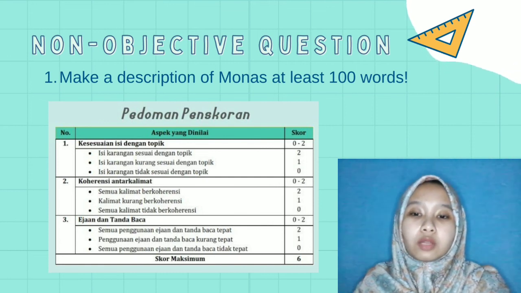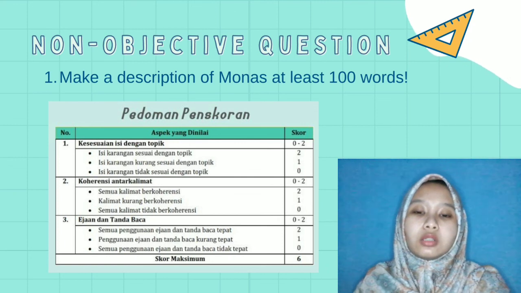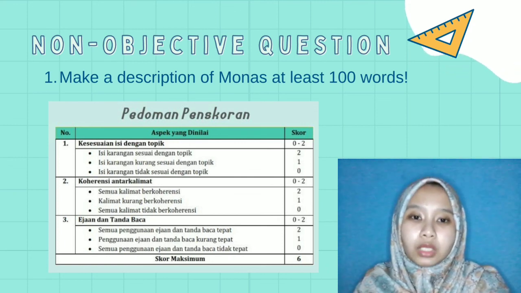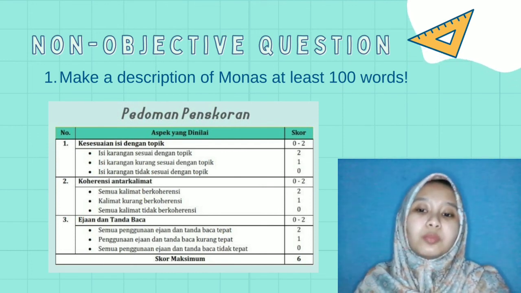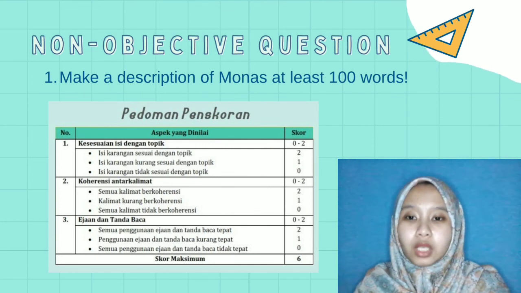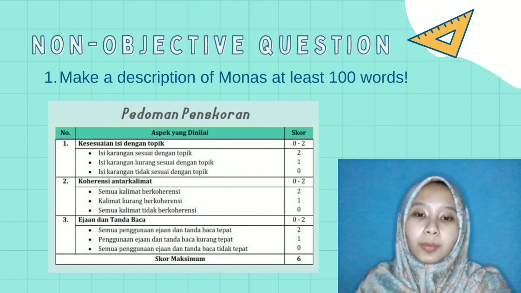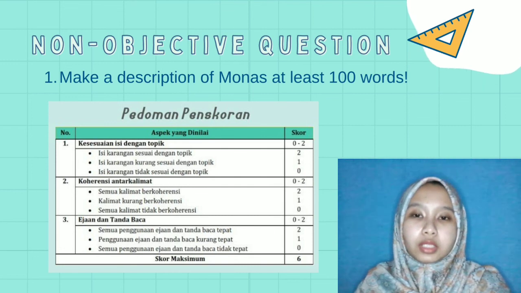All scoring ranks are 0 to 2. If each aspect is appropriate, then the score is 2. If it is not quite appropriate, the score is 1. And if it is not suitable, the score the student will get is 0. So the maximum score is 6 points.